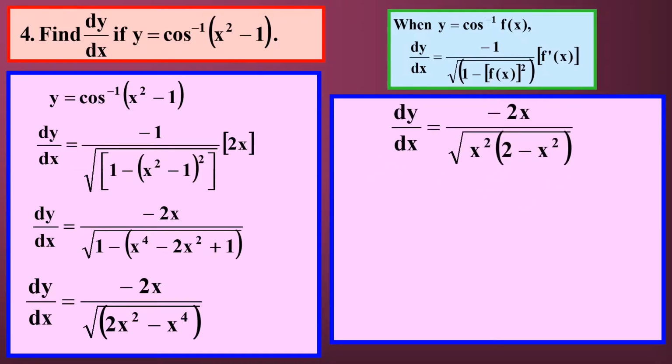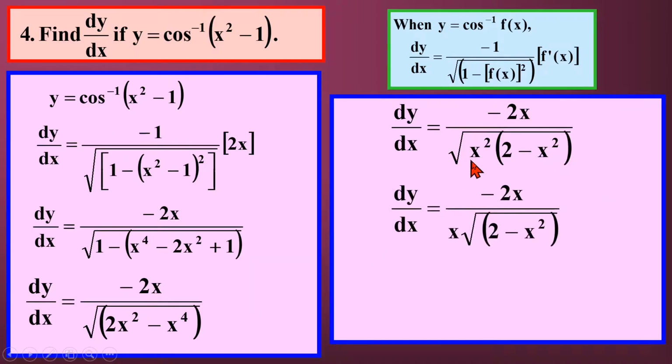Once that is done, I can factorize out x squared from the denominator. I can simplify it into x and divide it with the x from the numerator. And that's the answer. So I will get negative 2 over square root of 2 minus x squared.